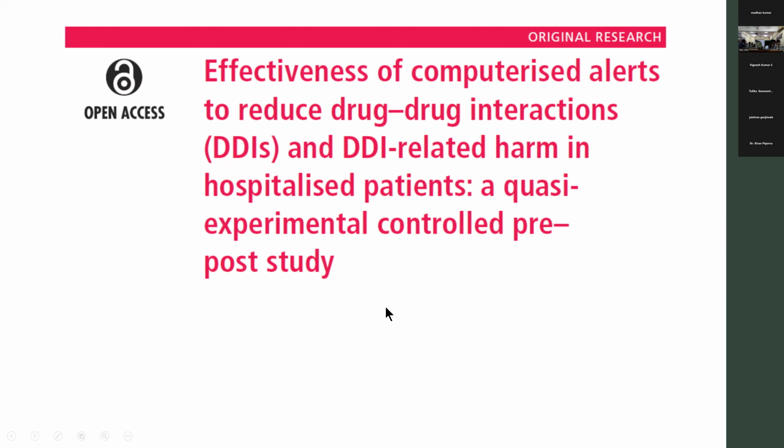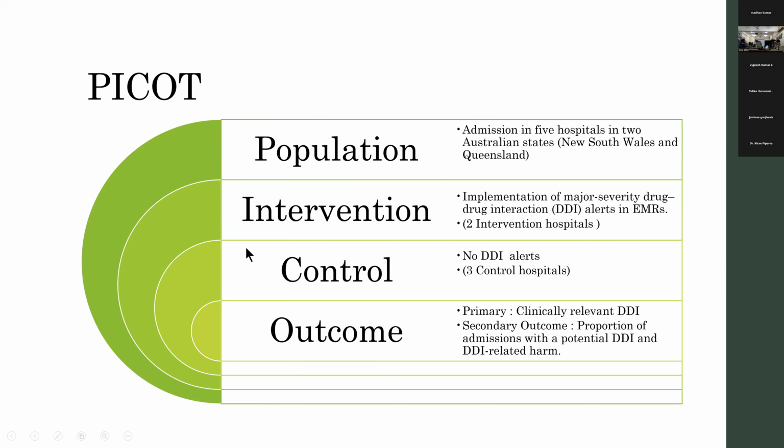Going to the study for today, the PICO statement. So the population was the number of admissions. They looked at admissions, they took 5 hospitals, admissions in 5 hospitals. The intervention was the implementation of a severe drug-to-drug interaction alert. So all of the hospitals used the electronic medical record, EMR.